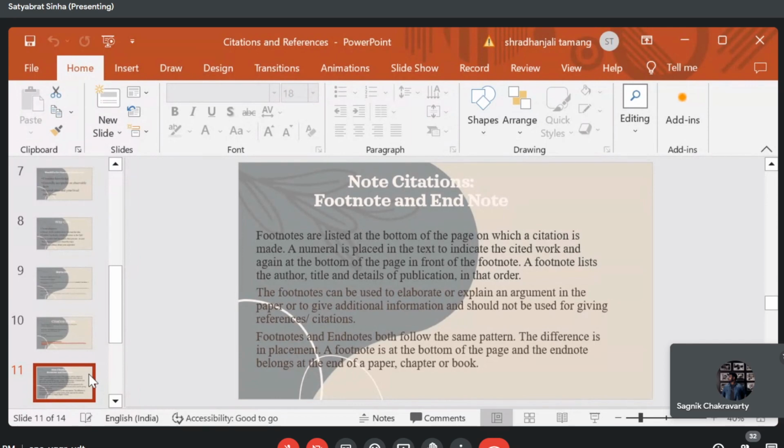So when we use footnotes today, you should use footnote only to elaborate or explain an argument in the paper, or to give additional information, you know, in that way, that you can use a footnote to elaborate whatever you're writing in the paper, or to explain something which, of course, for reasons that it can't be part of the paper because it's not your central focus. So you can elaborate or explain that argument in the footnote, or you want to give additional information. And footnotes and endnotes both are the same. The difference is of where they are placed. A footnote is at the bottom of the page, and an endnote is at the end of the paper, or end of the chapter, or end of the book.